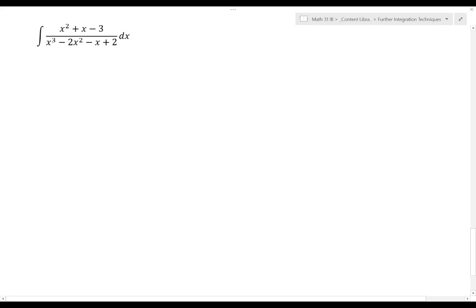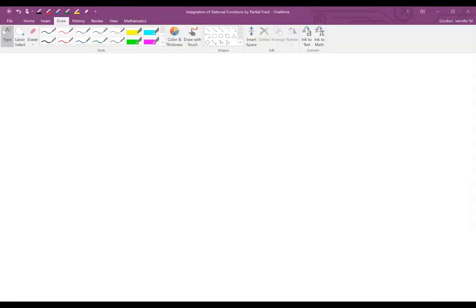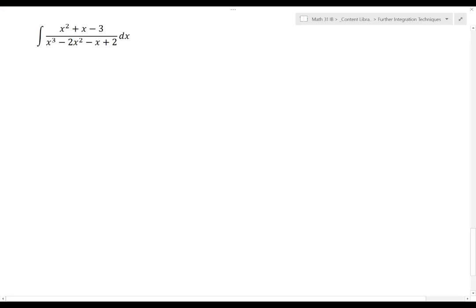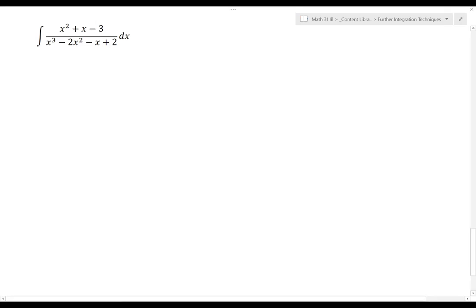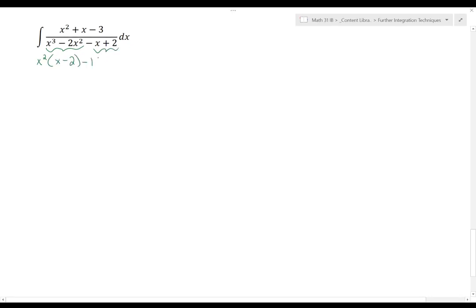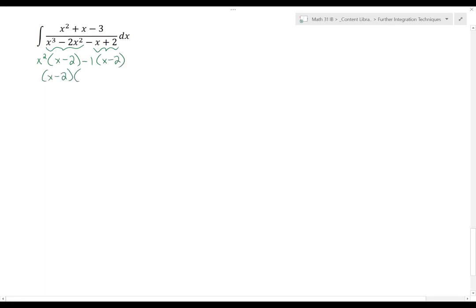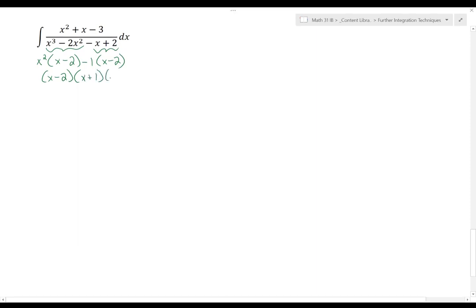This one is actually simpler than the previous one. It's just the factoring is a little bit more complicated, but I want to make sure that I check to see if it can be simplified first. So the numerator in this instance is not factorable, so it can't be simplified as a simple rational expression. The denominator is factorable, and I can factor it by grouping. So I've got x squared times x minus 2 and minus 1 times x minus 2. So that's x minus 2 times x squared minus 1, which is x plus 1, x minus 1.